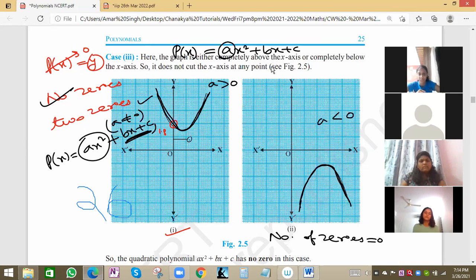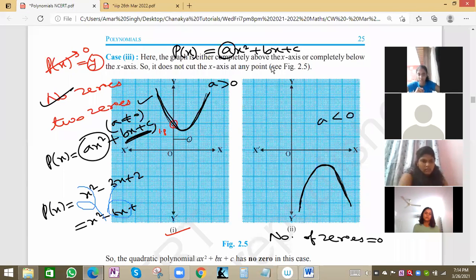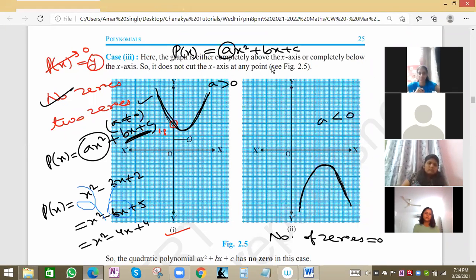My question here: can we find the proper equation? Because the proper equation is something like x square minus 3x plus 2, or x square minus 6x plus 5, or x square minus 4x plus 4. So can we find the proper equation of these two graphs? Yes, sir. We can find it, okay.